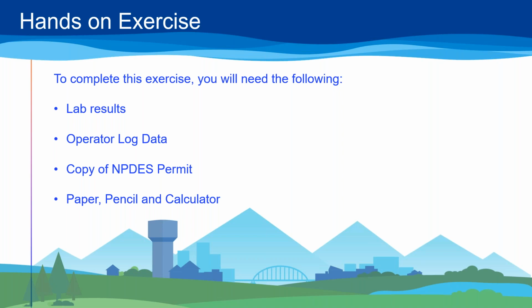At this point, we're going to perform a hands-on exercise. During this exercise, or even when you're completing your own NetDMRs, these are the things that you will need to have at your disposal in order to continue the process. You'll need your lab results. You'll need your operator log data. You'll need a copy of your NPDES permit. And of course, you'll need paper, pen, and a calculator.